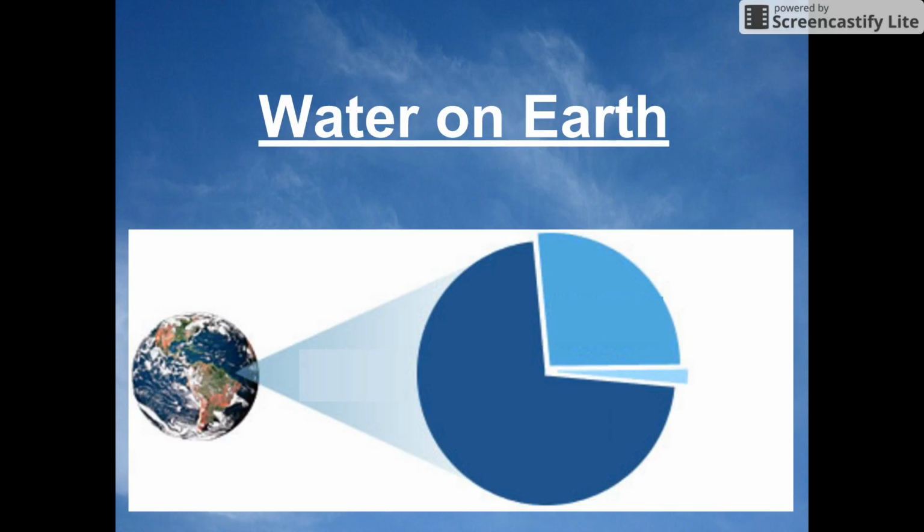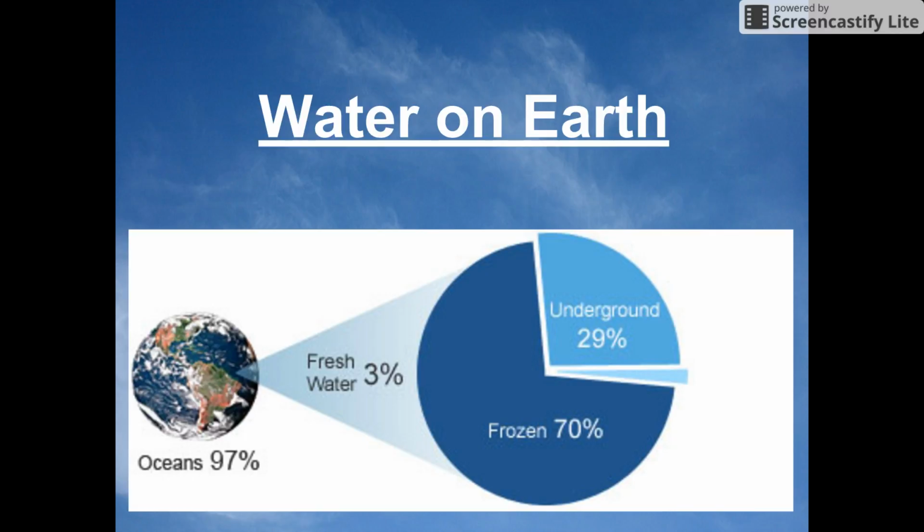It has been estimated that there are 1,386 million cubic kilometers of water on Earth. Salt water accounts for 97% of this amount. Fresh water accounts for only 3%. Of this fresh water, 70% is in the form of ice and permanent snow cover in the Arctic, the Antarctic, and mountain glaciers. 29% is in the form of groundwater, and less than 1% of the fresh water on Earth is in the form of lakes, reservoirs, and river systems.